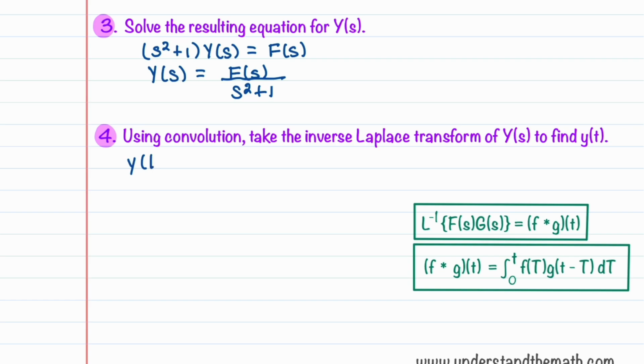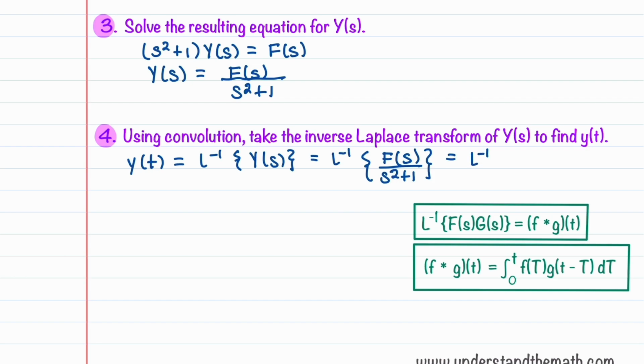Little y of t is the inverse Laplace transform of capital Y of s. So this is the inverse Laplace transform of F of s all divided by s squared plus 1. And we're going to rewrite this and break up what's inside, and we're going to write it as the inverse Laplace transform of capital F of s times 1 all divided by s squared plus 1.